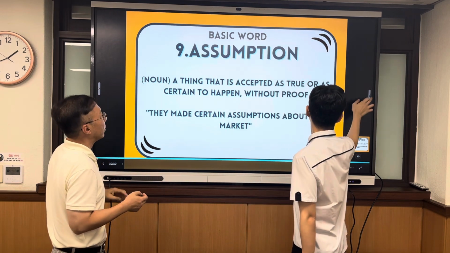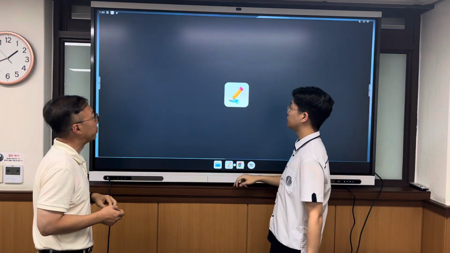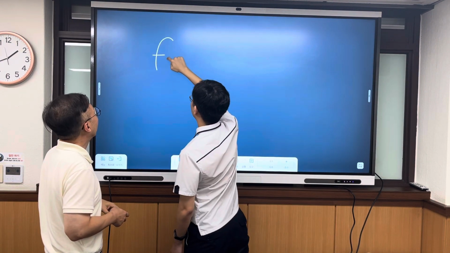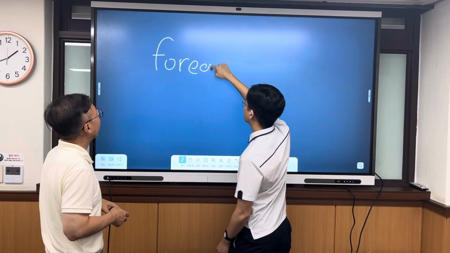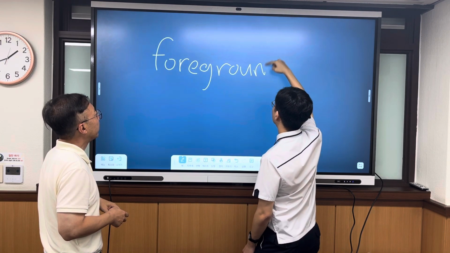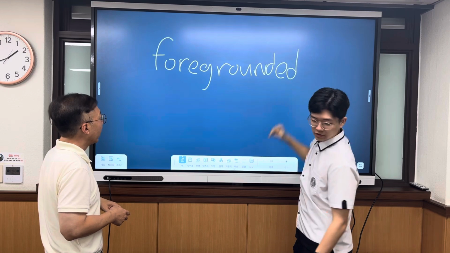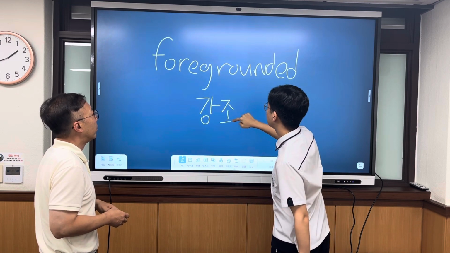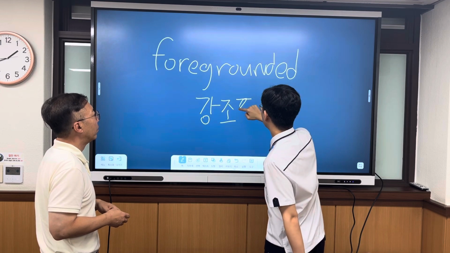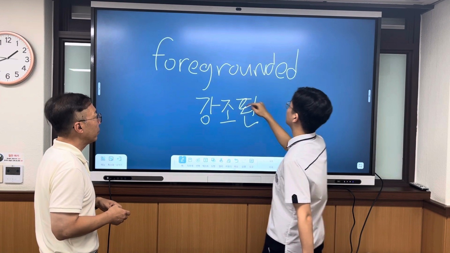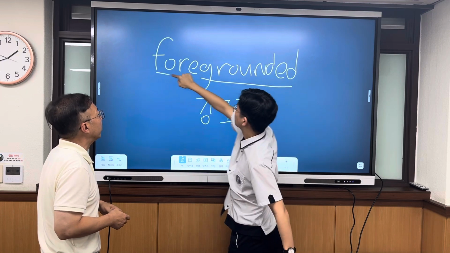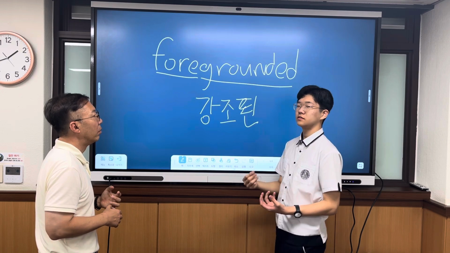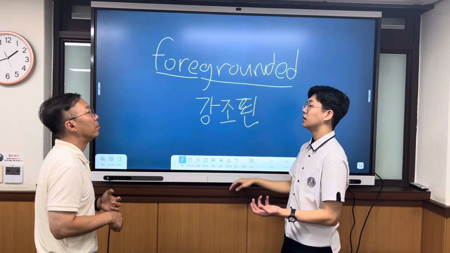Okay. Let me try to explain some more words by handwriting. And the first word right here is foregrounded. Foregrounded means 강조된, which is signified. And this word is grounded and for. So grounded means something is based on. Grounded means something is 그러니까 뭐를 기반에 두고 있다, 기초하다. That's the meaning of the word.